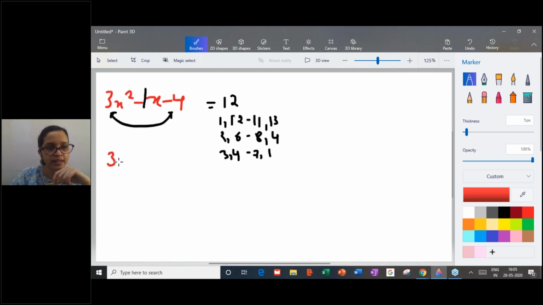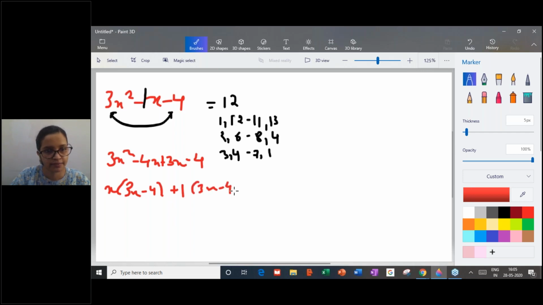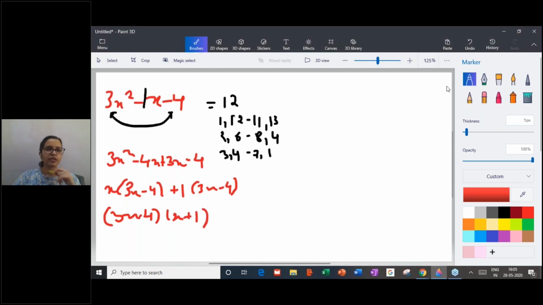So what will your next step be? 3x squared. So it's minus x, which means 4x will be greater, correct? You'll give the negative sign to the greater term. So here, then you take x common, 3x minus 4 plus 1, 3x minus 4. Then you take the common bracket outside, 3x minus 4 and x plus 1. There you go. Got it now?